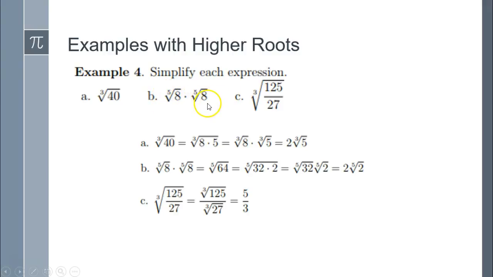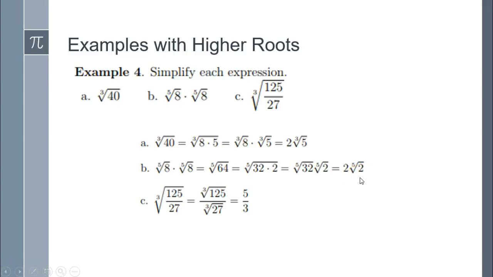This one uses the product rule in the opposite order. Fifth root of 8 times the fifth root of 8. Now, fifth root of 8 doesn't have any simplification, but if I combine them, it might. So 8 times 8 is 64. Now, fifth roots are trickier. Always look for the 32. 2 to the fifth, this 32 shows up over and over again. But 64 is 32 times 2. So fifth root of 32 is 2, times the fifth root of 2.